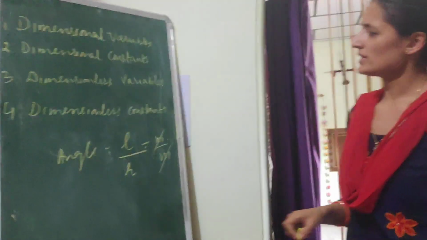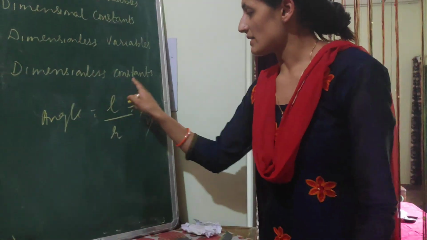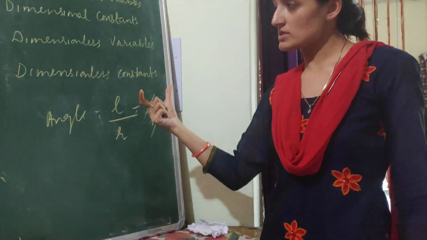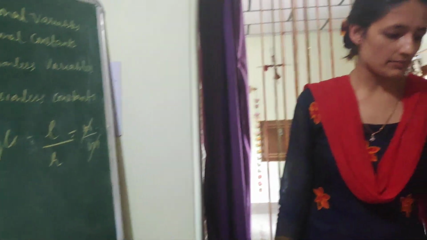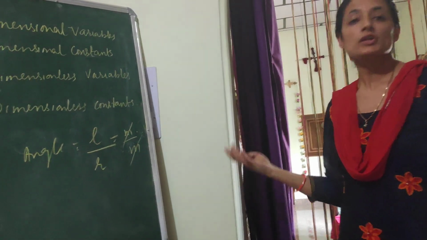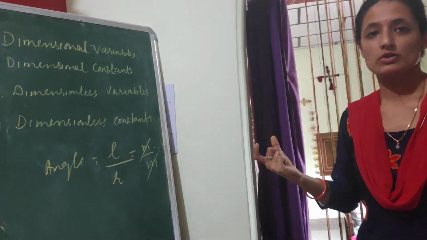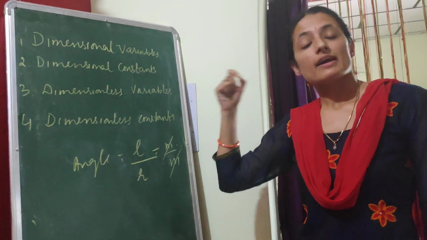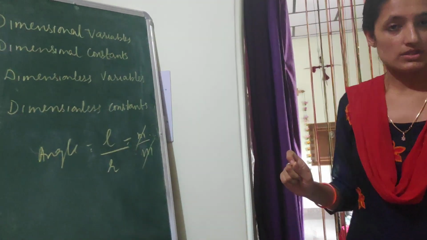Now fourth one, dimensionless constants. It is a constant but it does not have any dimensions. For example, pi, e, pure numbers like 1, 2, 3. In place of 1, we can't take any other value. So it is a constant. At the same time, pure numbers don't have any dimensions.